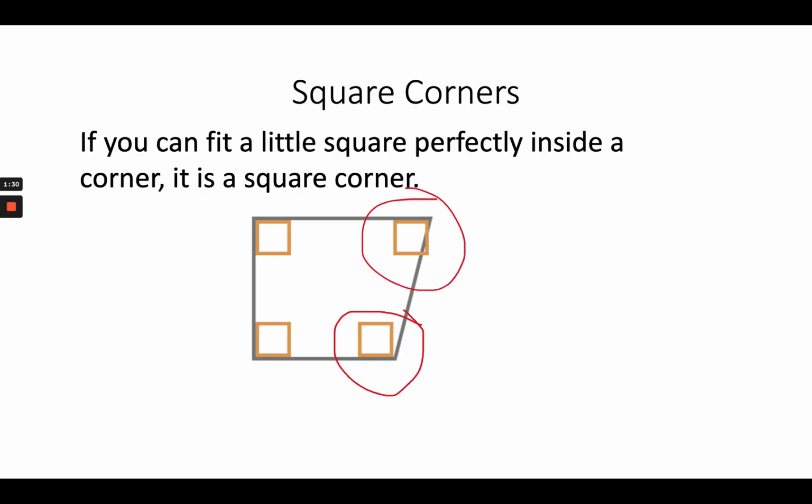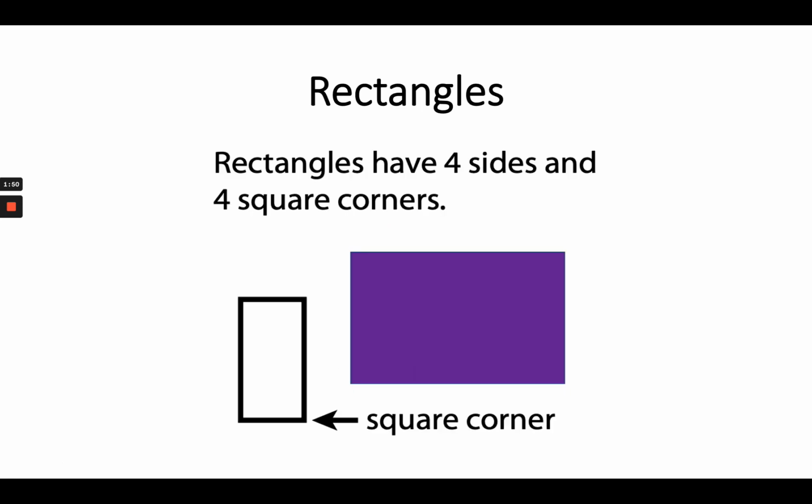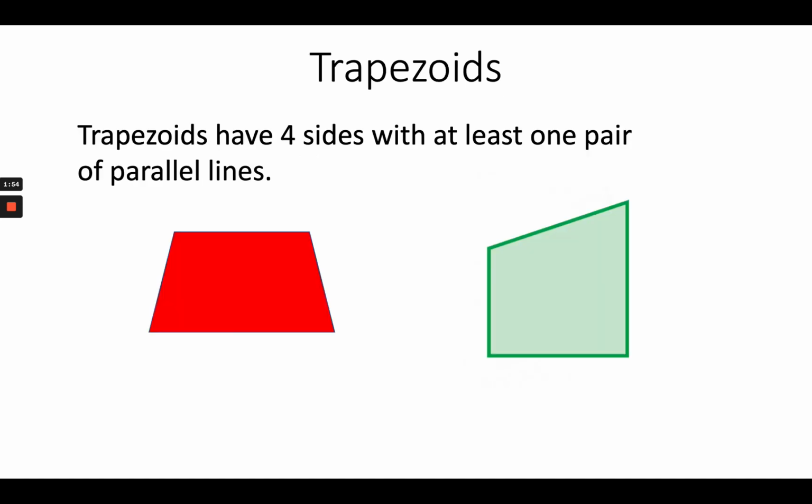Square corners are going to help us identify these shapes. It's going to be another attribute that we can use. So if you can fit a little square perfectly inside a corner, it is a square corner. So you can see these two here are square corners. However, these over here are not square corners. Rectangles have 4 sides and 4 square corners.